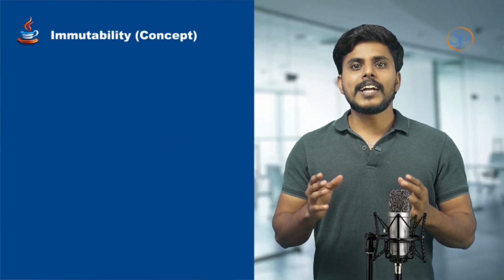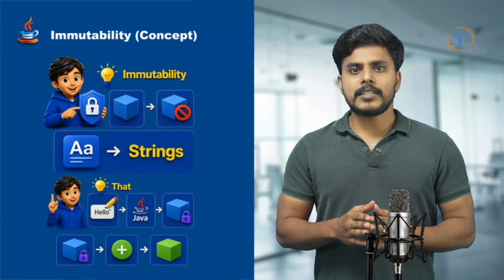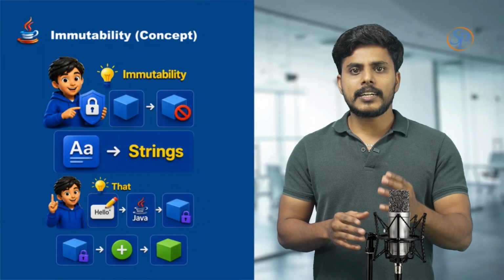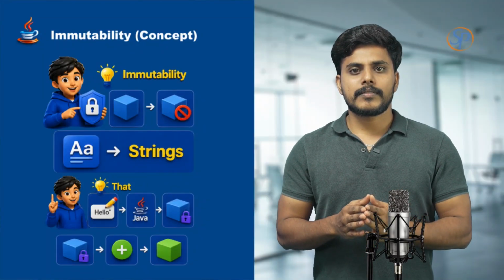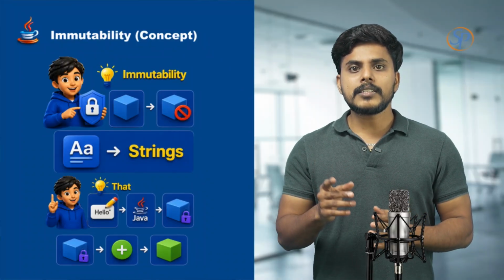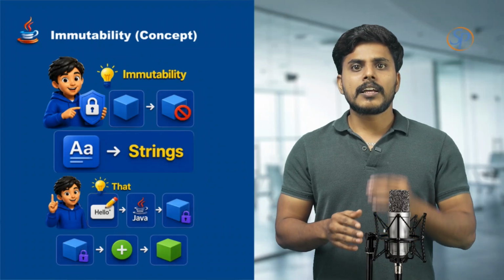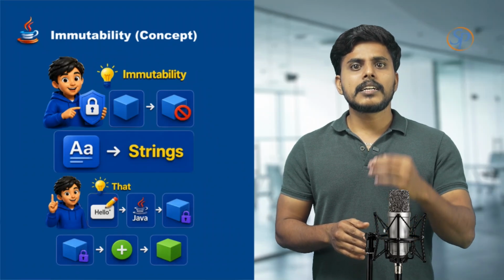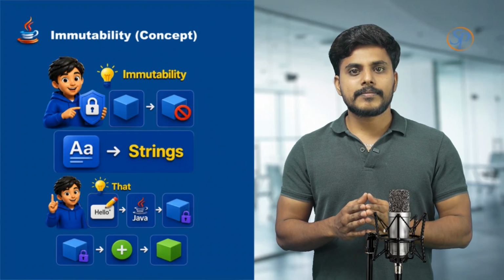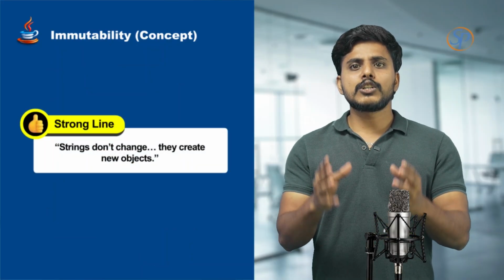Immutability. Now let's talk about string immutability. Immutability means once an object is created, it cannot be changed. In Java, strings are immutable. That means if you try to modify a string, Java will not change the existing object. Instead, it creates a new object. Strings don't change, they create new objects.